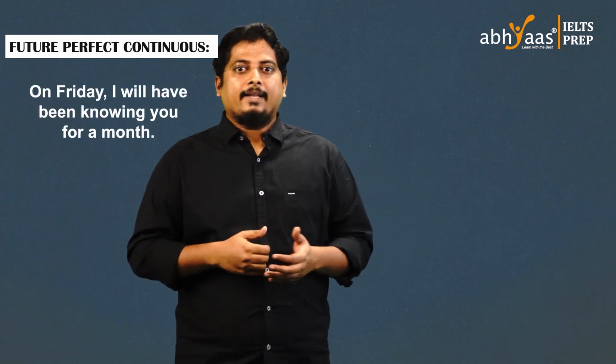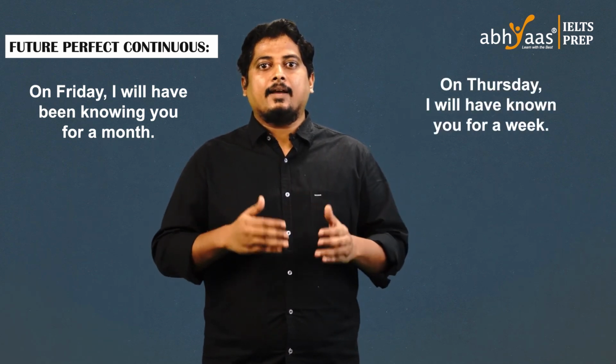Example: on Friday I will have been knowing you for a month. Instead, you can say on Thursday I will have known you for a week or for a month. Improvising the previous section, well, this is all about the tenses.